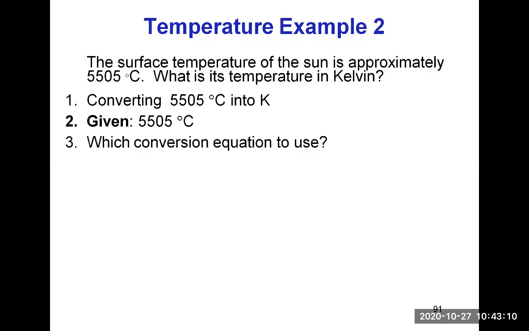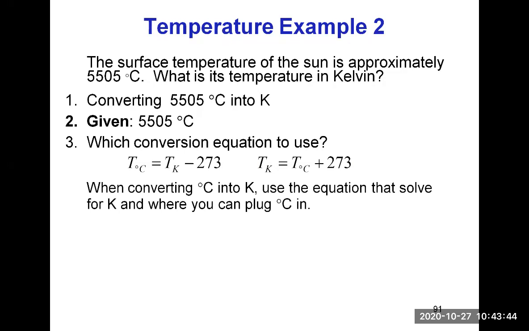So which conversion equation to use? We have temperature in degrees Celsius equals temperature in Kelvin minus 273, or temperature in Kelvin is the temperature in degrees Celsius plus 273. So out of those two, you want to use the equation that has Kelvin isolated, solving for temperature in Kelvin and having the degrees Celsius in the formula. So that means you need the second equation here. Temperature in Kelvin is the temperature in degrees Celsius plus 273.